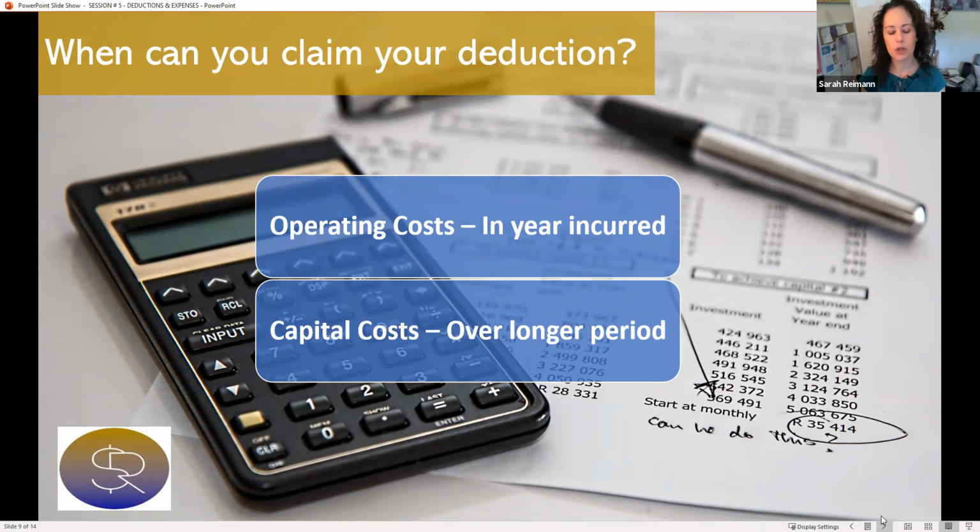If you use an item in your business for only part of the year, you generally need to restrict your claim to the period it was used for in your business. So again, we're just claiming proportions and percentages determined on how long we've had it for.